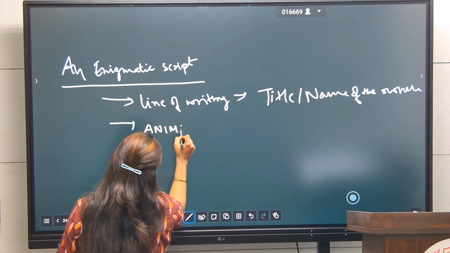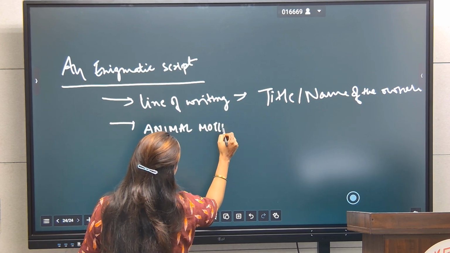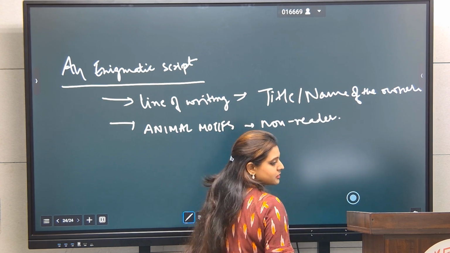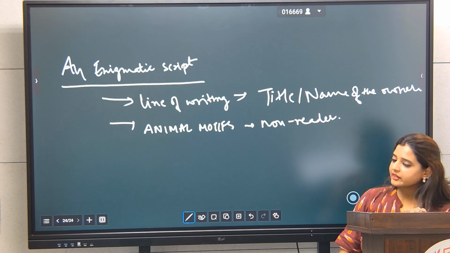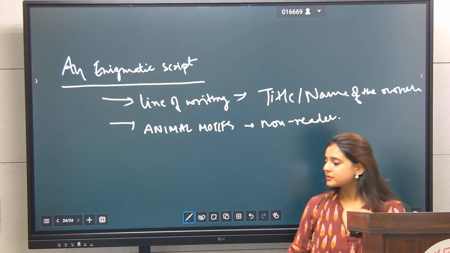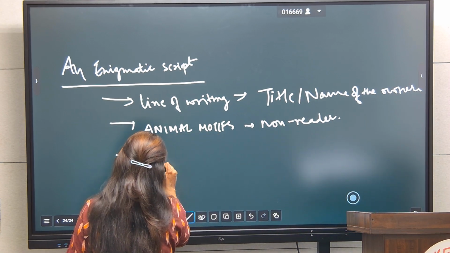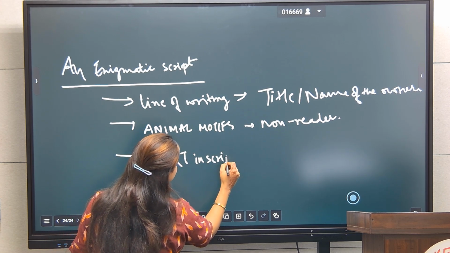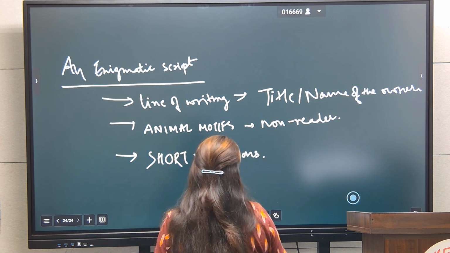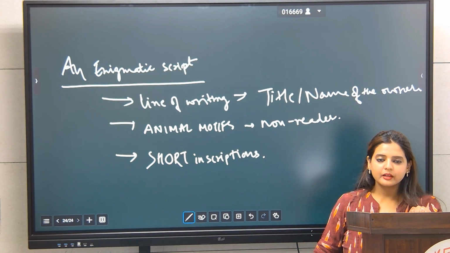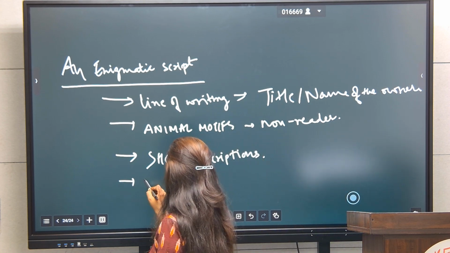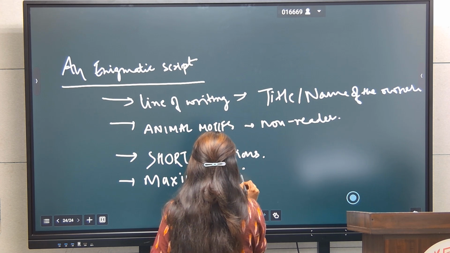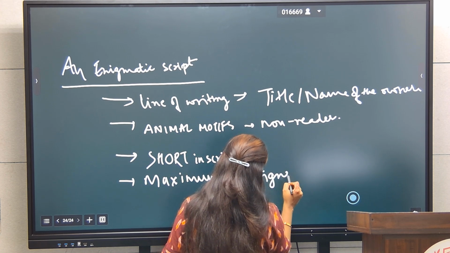Animal motifs for non-readers. The characteristics of this script: they were short inscriptions, and they had a maximum of 26 signs.